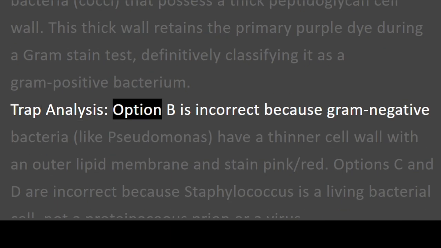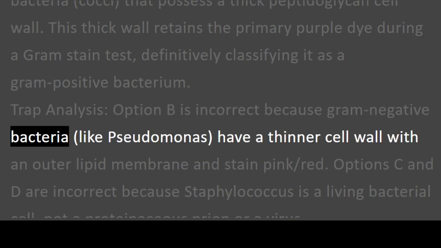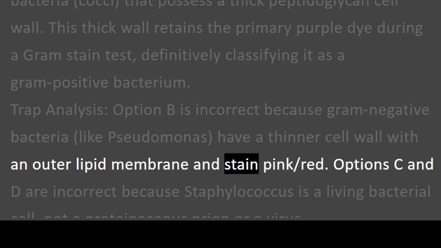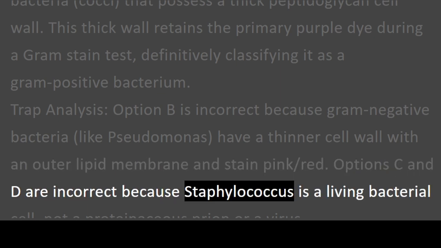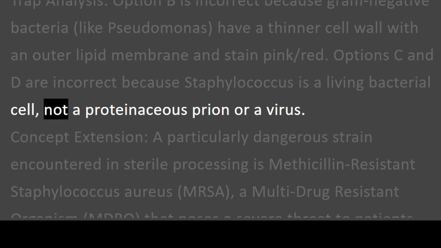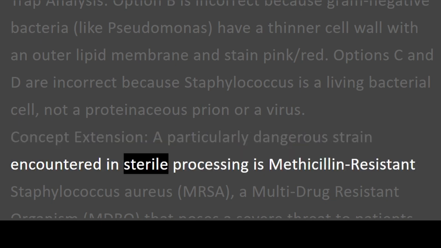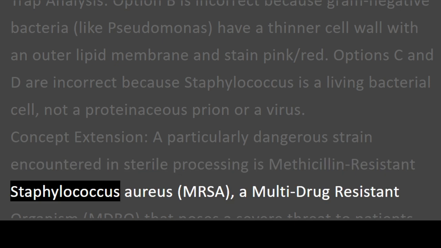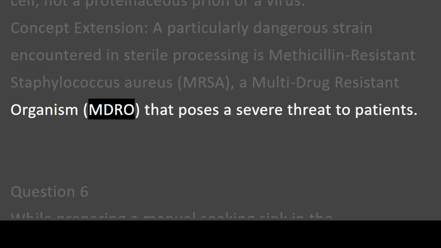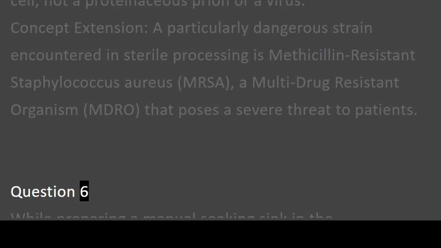Trap analysis. Option B is incorrect because gram-negative bacteria, like Pseudomonas, have a thinner cell wall with an outer lipid membrane and stain pink/red. Options C and D are incorrect because Staphylococcus is a living bacterial cell, not a proteinaceous prion or a virus. Concept extension. A particularly dangerous strain encountered in sterile processing is methicillin-resistant Staphylococcus aureus, MRSA, a multidrug-resistant organism, MDRO, that poses a severe threat to patients.